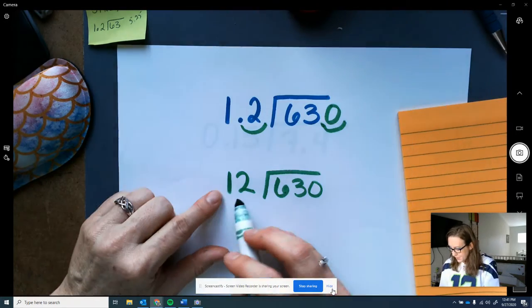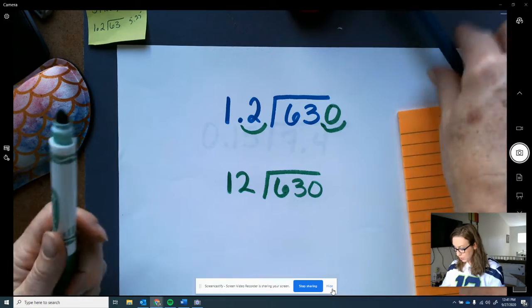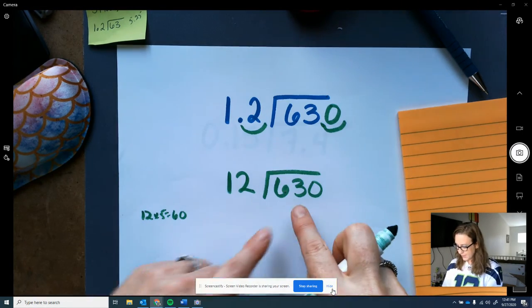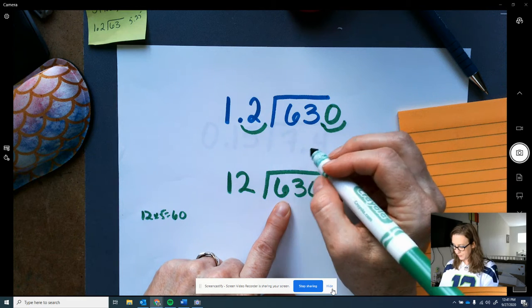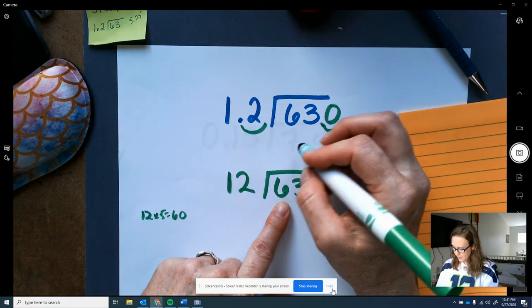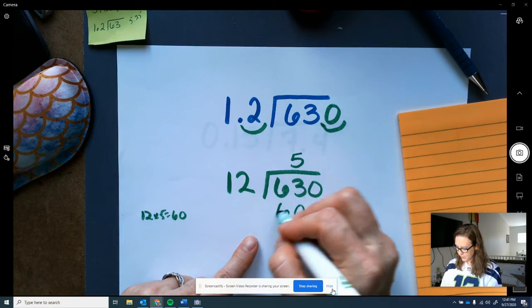All right. So now I can think about my 12s. I don't know my 12s very well, but I do know 12 times 5. 12 times 5 equals 60. That gets me closest to 63. I'm going to have you solve it. All right. So we've got 5. 5 times 12 is 60. We're going to take that away.